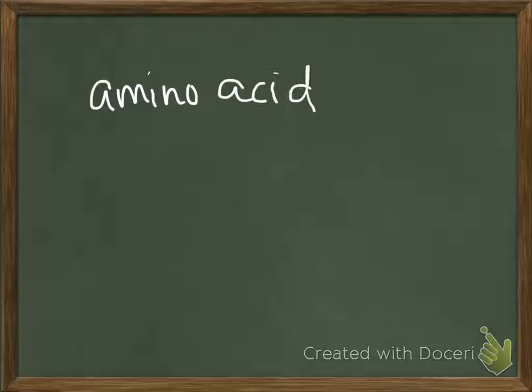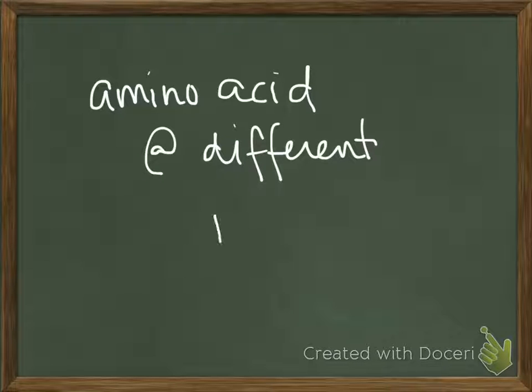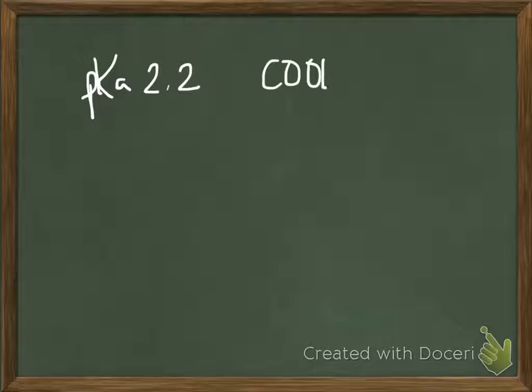I got a request to talk about an amino acid at different pHs. Before we do that, I wanted to review how to look at a particular functional group at different pHs given its pKa. So let's say we've got a pKa of 2.2 for a carboxyl group. So you could either be COOH or COO minus.